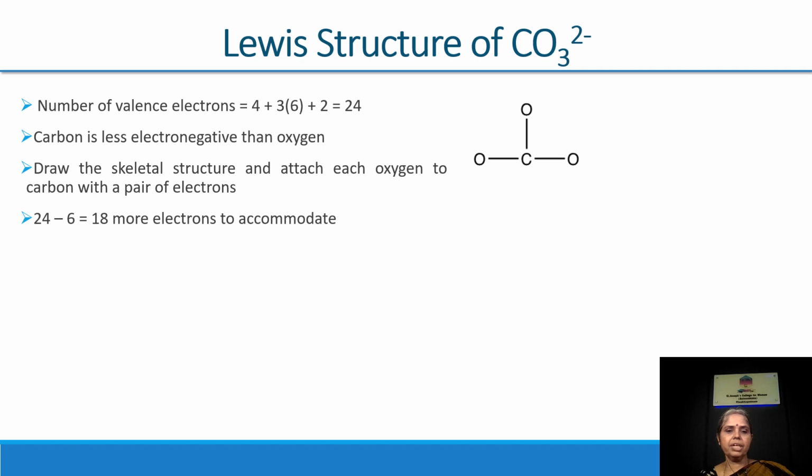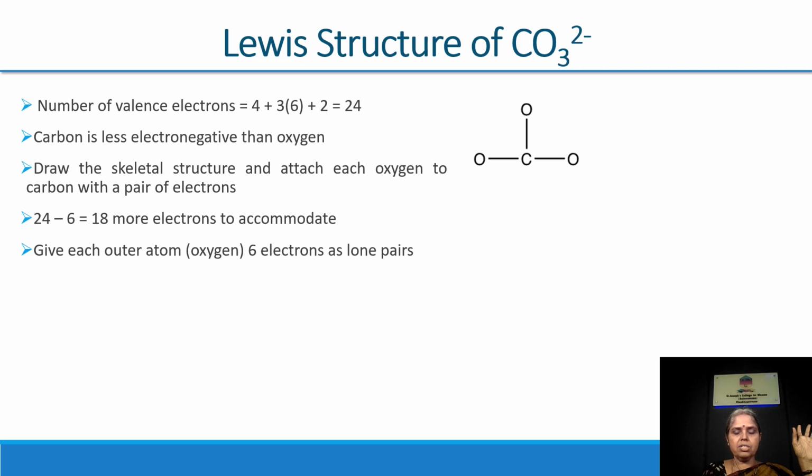Then we can see 24 minus 6 is equal to 18 more electrons to accommodate. 1 bond means 2 electrons, 3 bonds means 3 into 2, 6 electrons. So, already 6 electrons are over. What is your total count of electrons? Your total count of electrons is 24. Of that, 6 you already used for forming bonds. So, how many are left with you? 18.